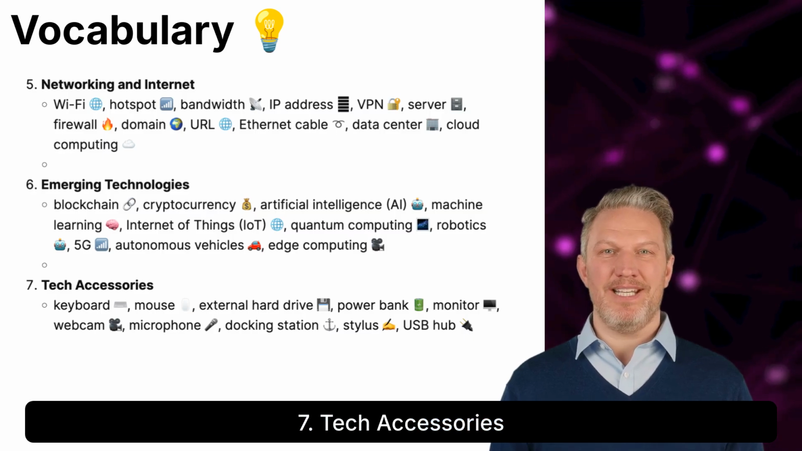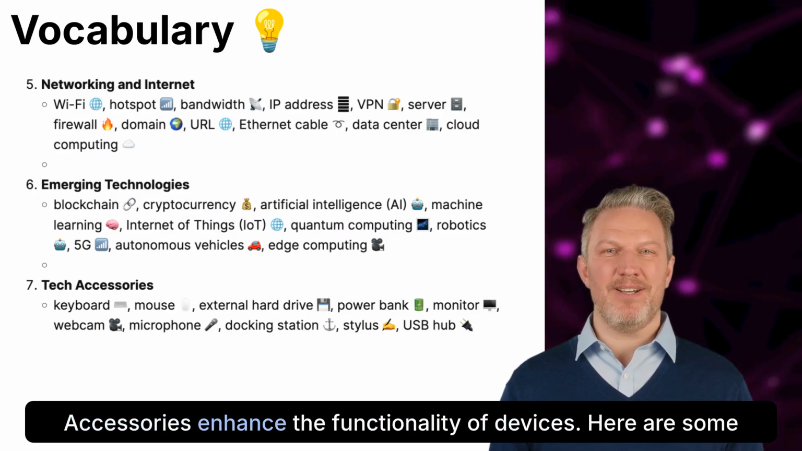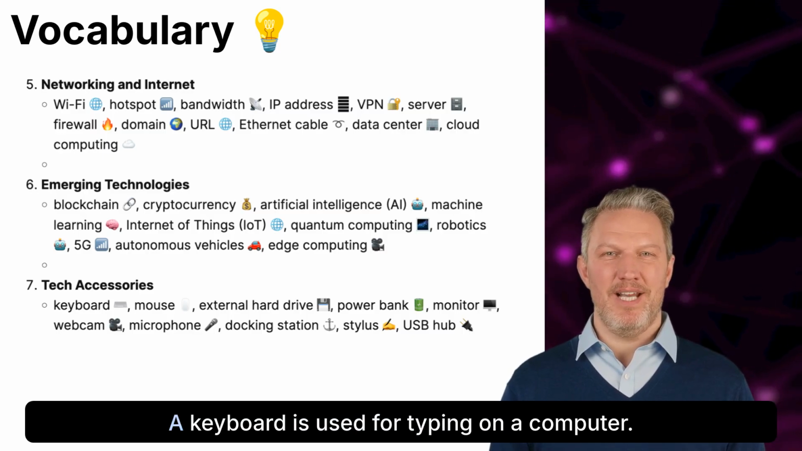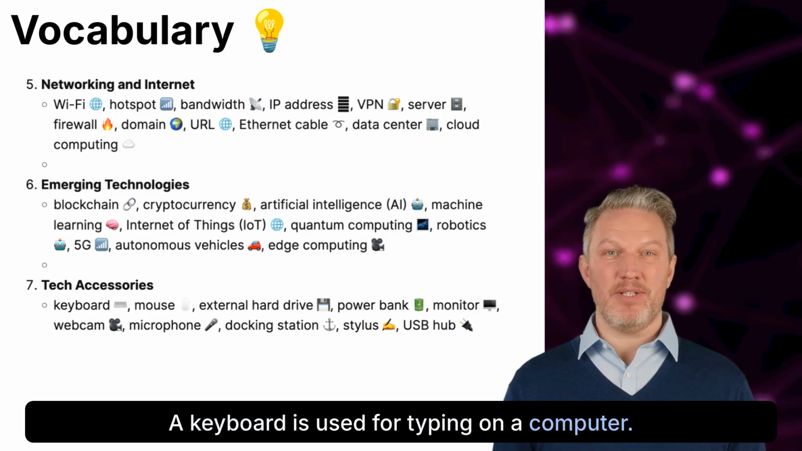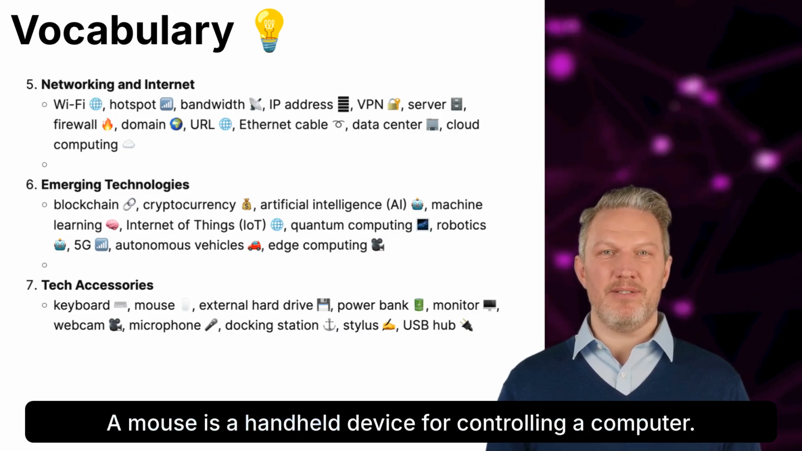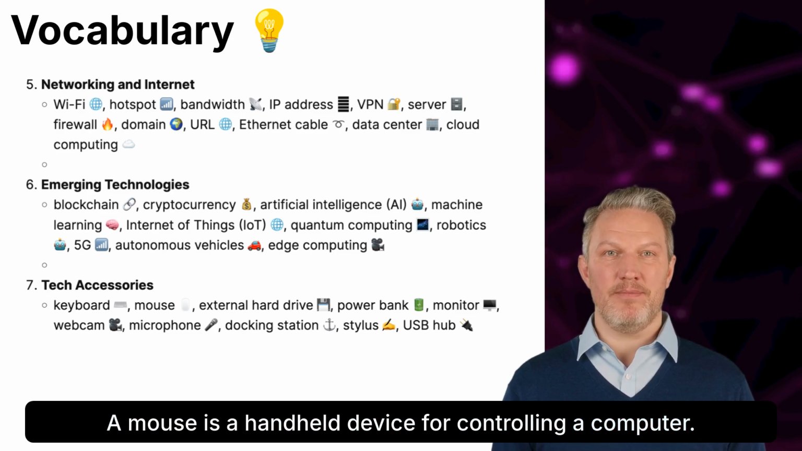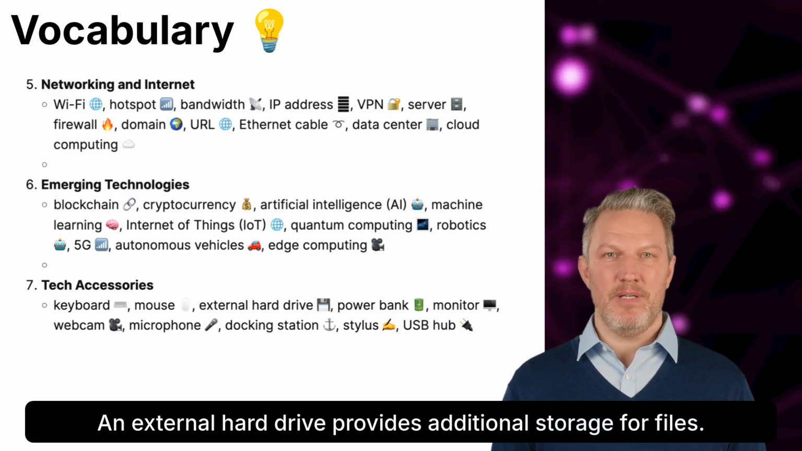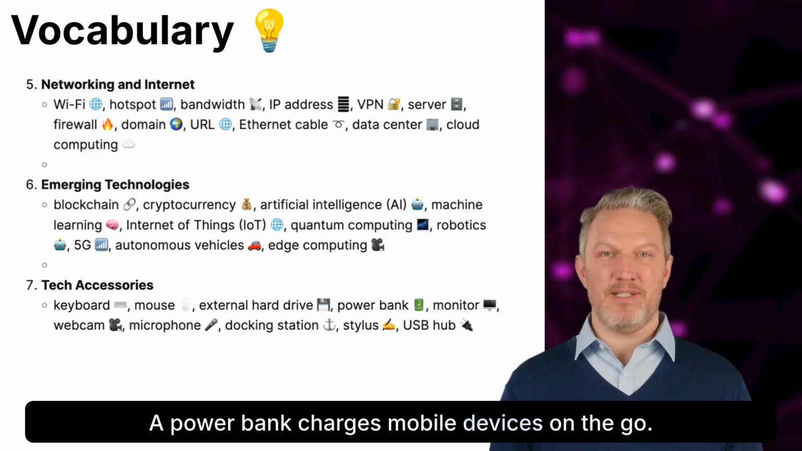7. Tech accessories. Accessories enhance the functionality of devices. Here are some useful ones. A keyboard is used for typing on a computer. A mouse is a handheld device for controlling a computer. An external hard drive provides additional storage for files. A power bank charges mobile devices on the go.